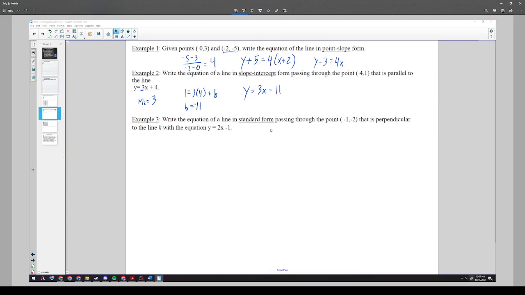And then if you ever want to check, you can plug back in your point and make sure it works. So if I plugged in 4, I'd get 12 minus 11, that's 1.